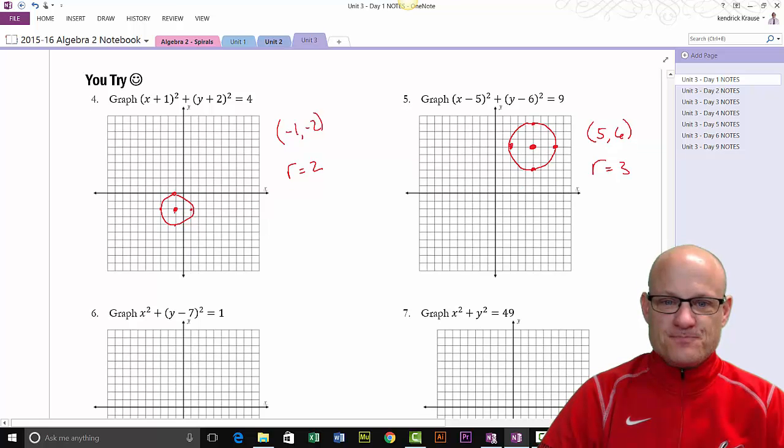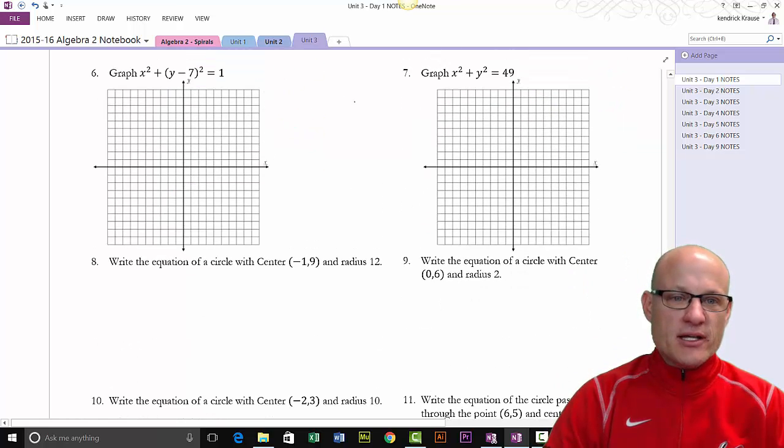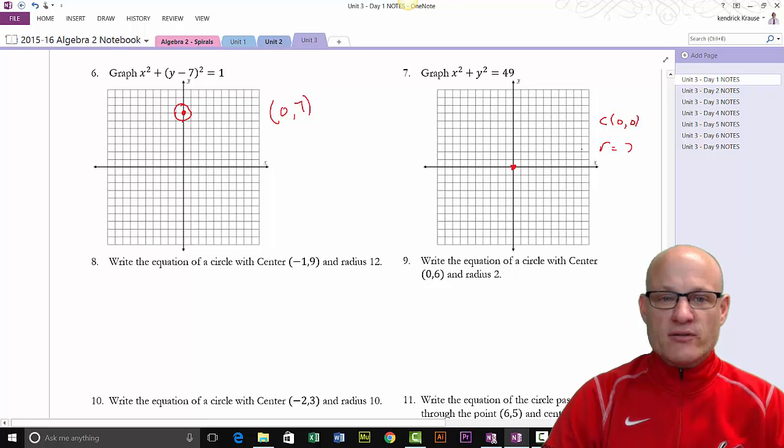Ooh, that wasn't a bad circle. All right, this one, the center is 0, 7, and my radius is 1. Up 1, down 1, left, right 1. Little dinky circle. And here my center is the origin, 0, 0, and my radius is 7. I forgot to tell my radius. Doggone it, this one's going to be a pain in the neck. I go left 7, up 7, left 7, down 7.